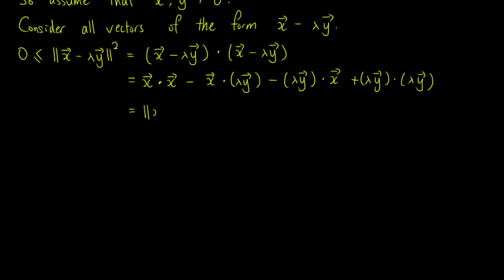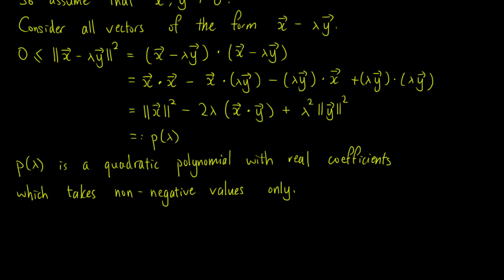Now, x dot x is just the length of x squared, and for the middle two terms, we can take out the common factor lambda to get minus 2 lambda times x dot y. For the last term, we get lambda squared times y dot y, which can also be written as the length of y squared. Now, observe that this is a quadratic polynomial with real coefficients. Let's call it p of lambda.